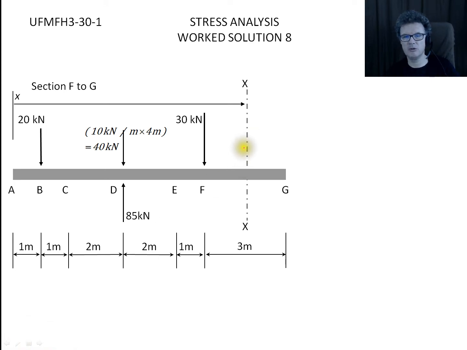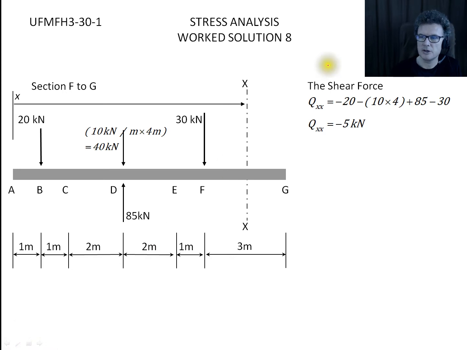What about when we move past FG? Well, I could now be treating this problem as if there's 3 loads being applied left of me with 1 reaction. That's quite straightforward. The shear force is going to be minus 20, minus 40, plus 85, minus 30 there. So overall I'm going to have a minus 5.